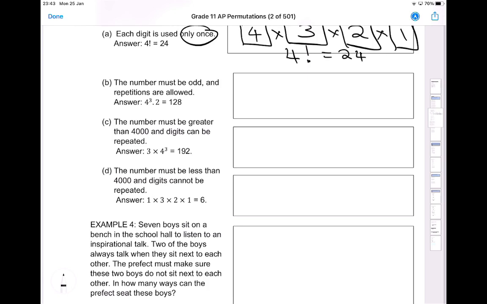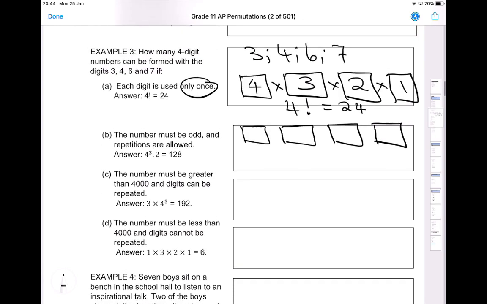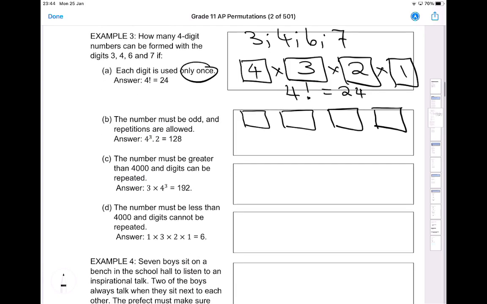Question B. We are still forming 4-digit numbers, so we still have our 4 different positions to be filled up. And we are using the same digits, which are 3, 4, 6, and 7. This time we need our number to be odd. That is important. And also important is that we can actually repeat our digits in this case.